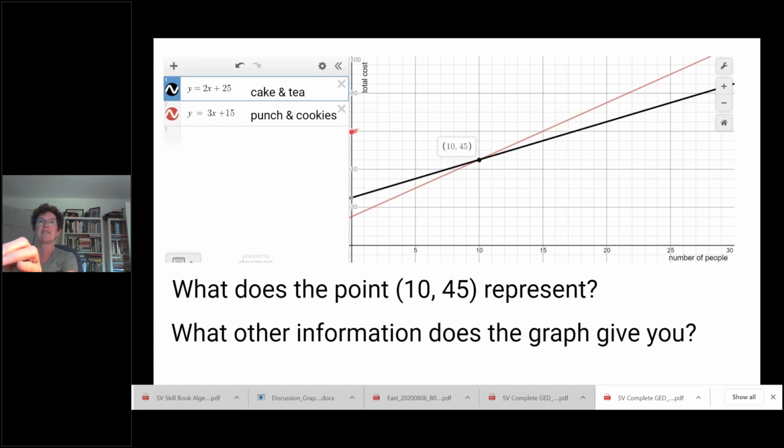Well, if I look at $60 here and go across, oops, that's punch and cookies. My red line, I get to first. So I could have 15 people for punch and cookies. But if I keep going over here, I see that I could have 15, 16, 17 and a half people. I'm not sure who my half of a person would be, but let's round it down and say 17 people for $60.